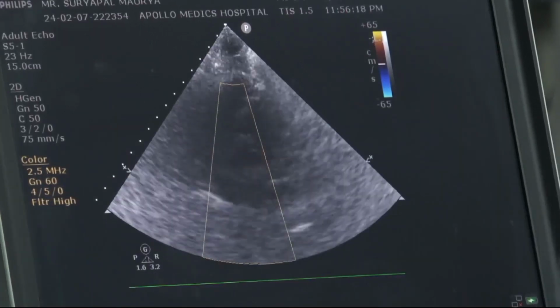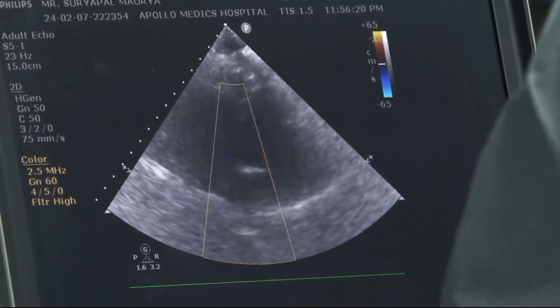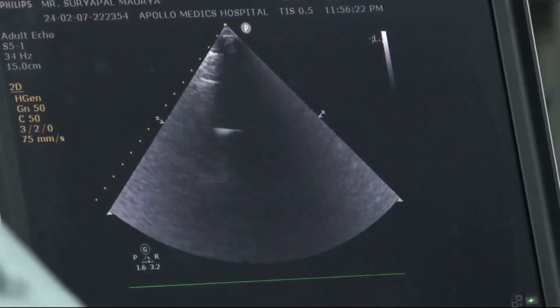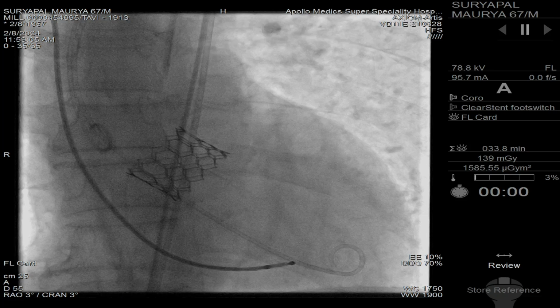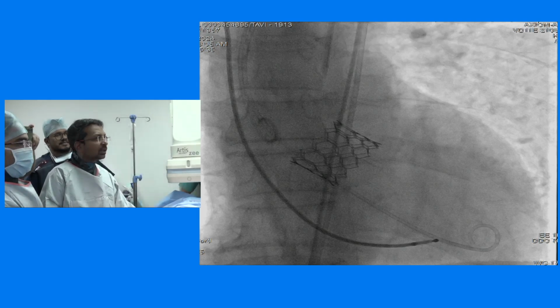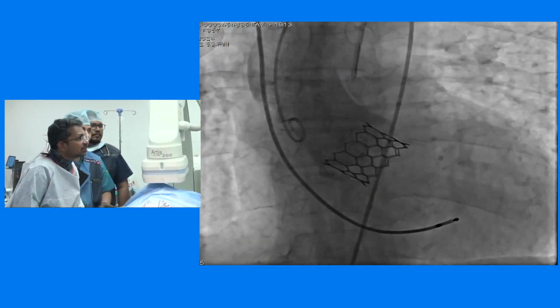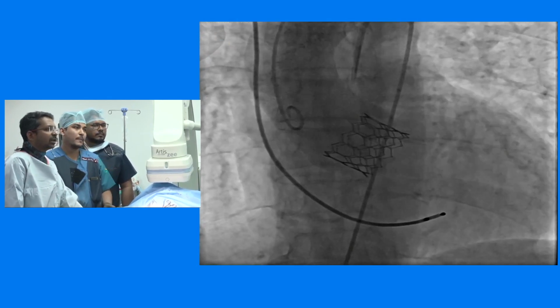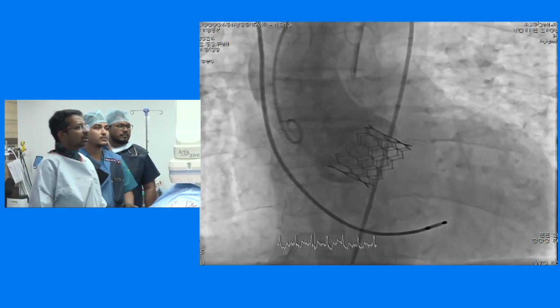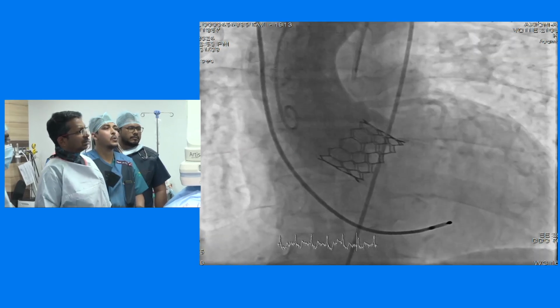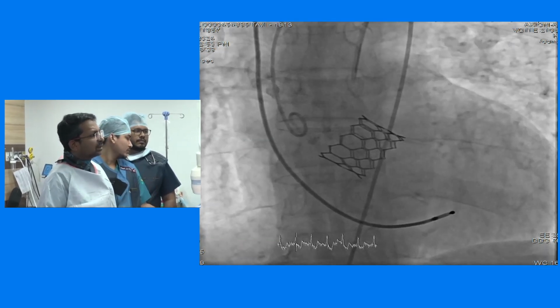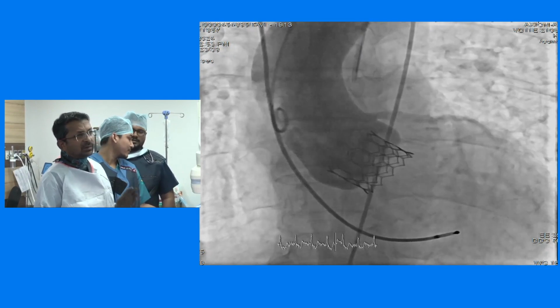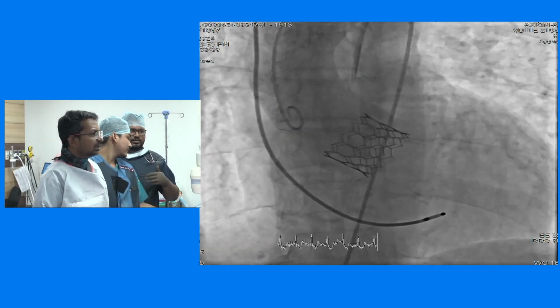So there is no paravalvular leak as well. Again, we are pretty satisfied with the echo findings. As you can see, there is hardly any gradient between the aorta and the LV. Perfect. So we are perfectly done with this transcatheter valve, the MyVal, and as you can see, the valve is perfectly placed. There is no AR and all these things.